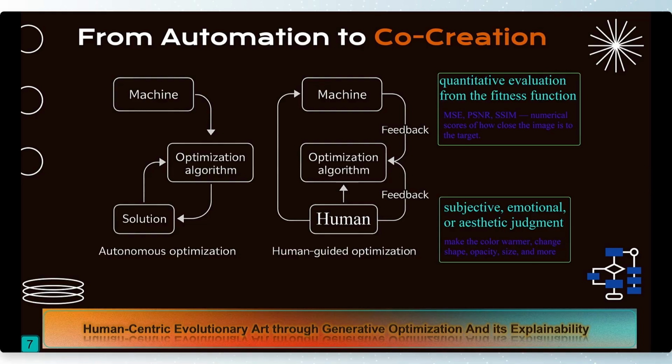So when we say quantitative evaluation from the fitness function, we are talking about mathematical metrics like MSE, PSNR, SSIM, a numerical score of how close the image is to the target. But when we are talking about subjective, emotional, or aesthetic judgments, such as making the color warmer, changing the shape, opacity, size, and more, it comes from the human perspective.